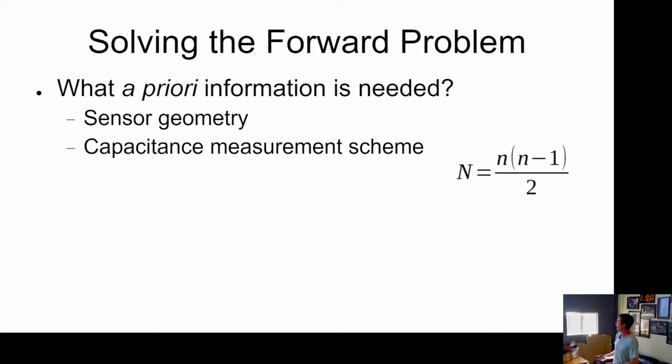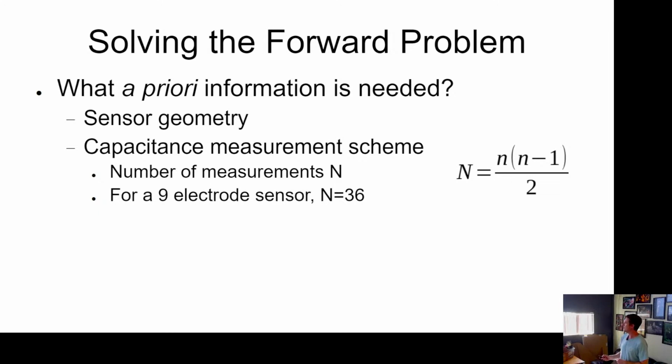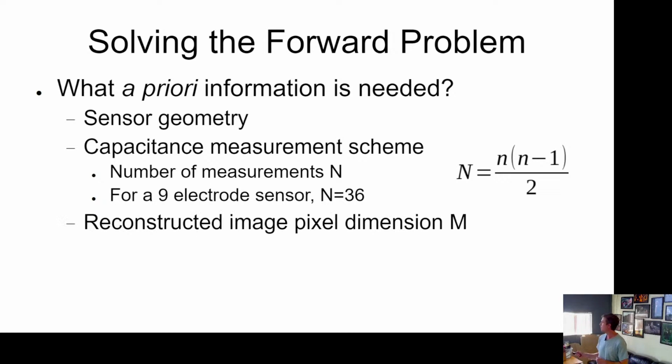You need to know how you're going to be measuring, so you need to know which electrodes you're measuring from. You need to know the number of measurements, and that's given by the total number of electrodes times n-1 divided by 2. That's the number of unique pairs between, say, 9 electrodes. You can get 36 unique pairings between them.